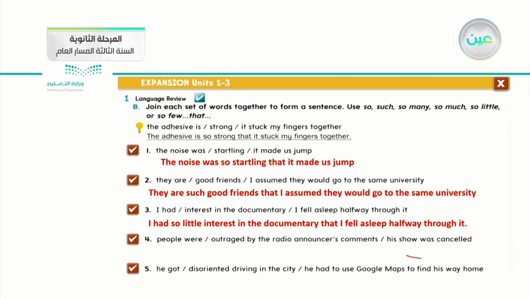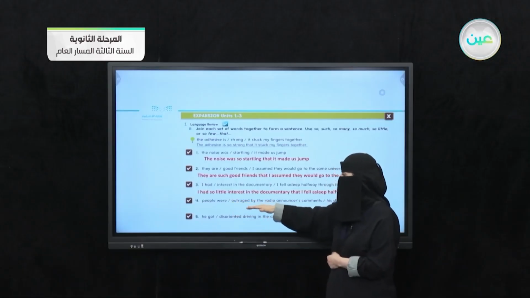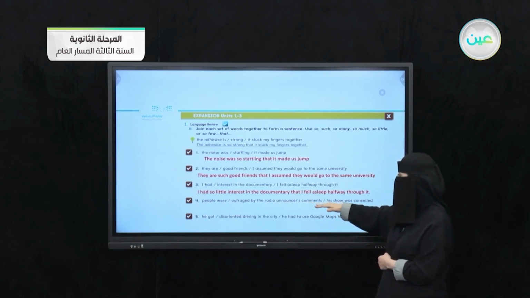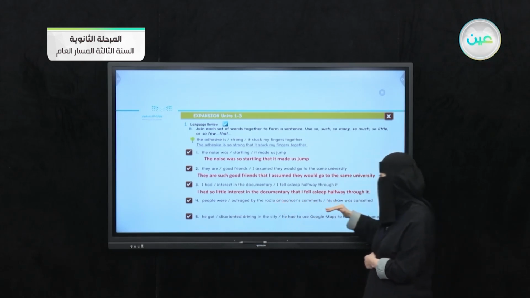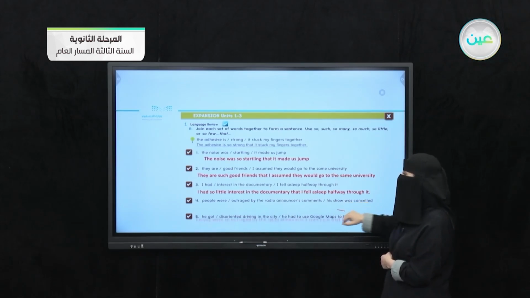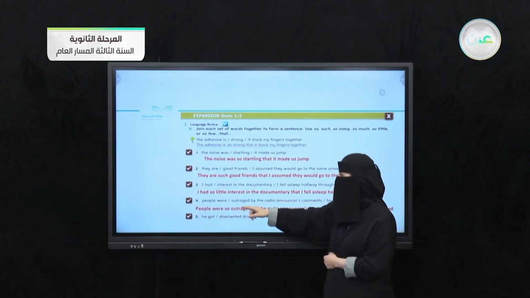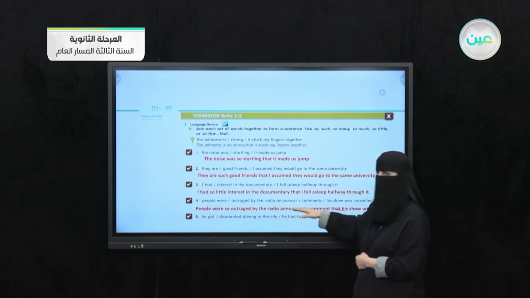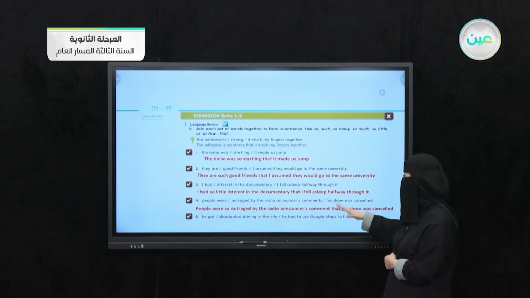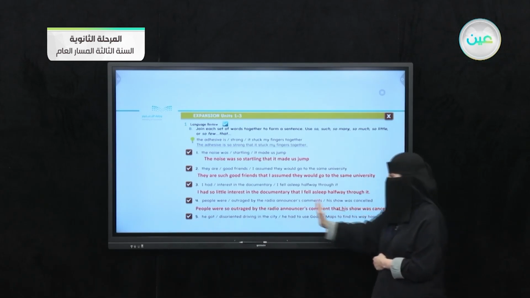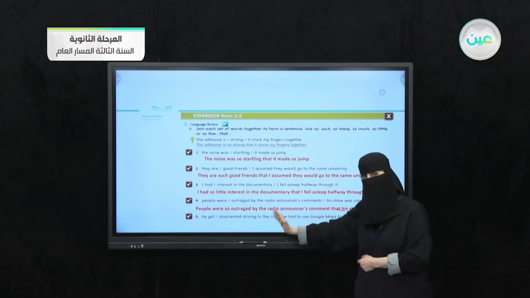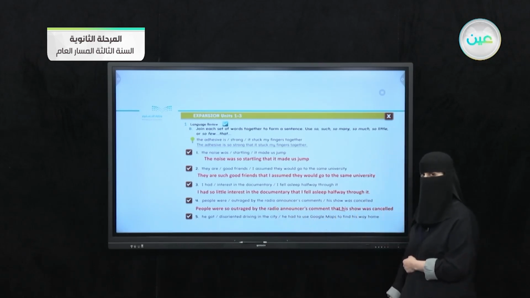Number 4: people were outraged by the radio announcer's comments. His show was cancelled. So what is the cause of this sentence? People were outraged by the radio announcer's comments. This is the cause. And what is the effect of it? His show was cancelled. So the answer is: people were so outraged by the radio announcer's comments that his show was cancelled. So the part before that is the cause, and after the conjunction that is the effect.